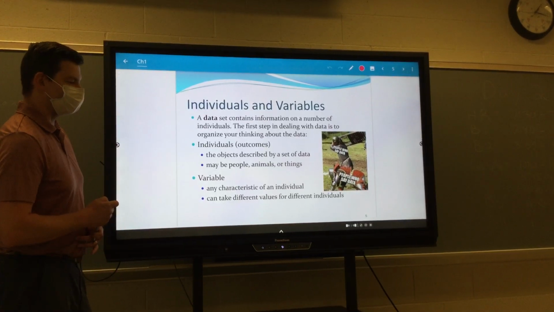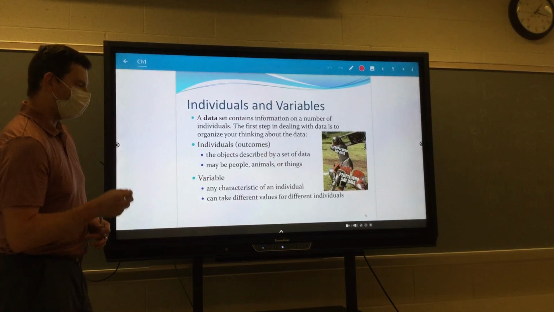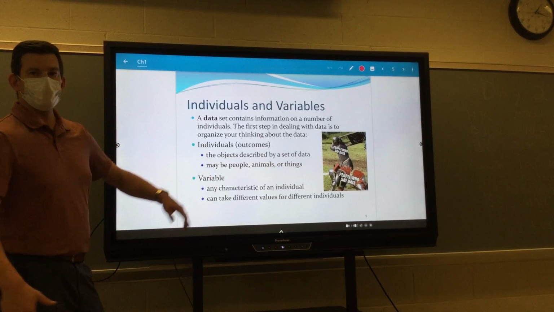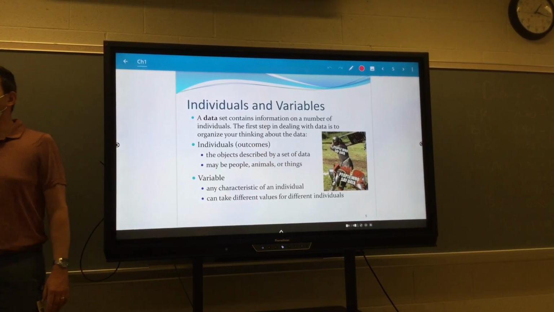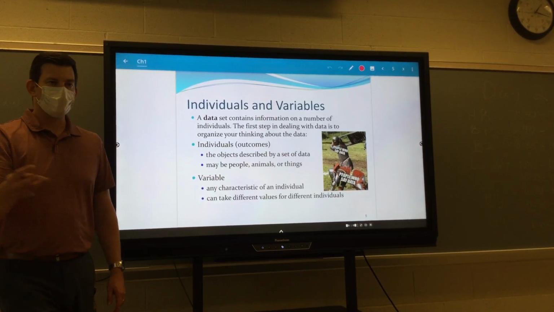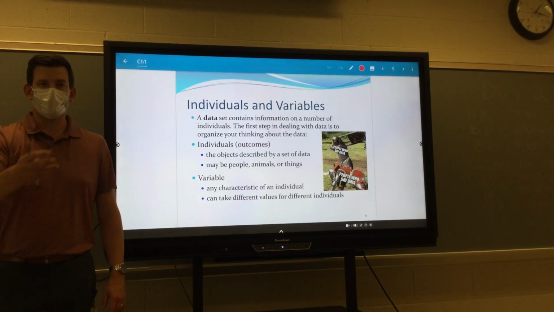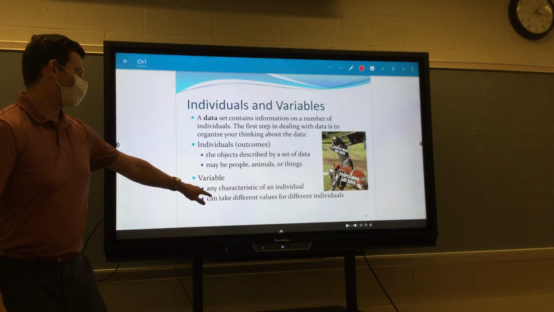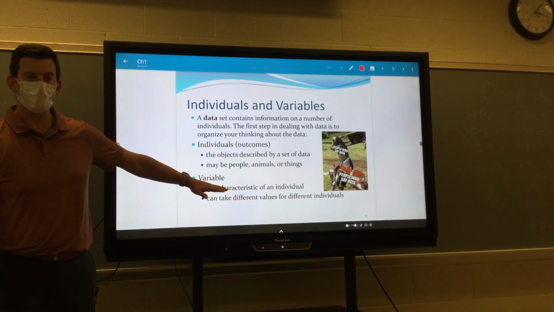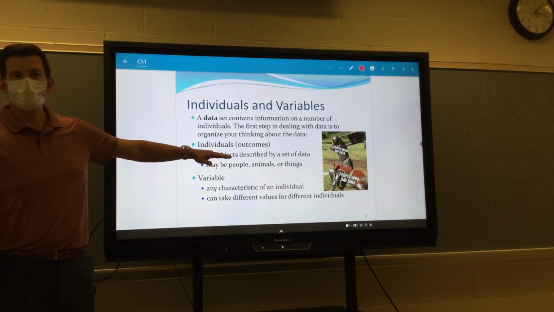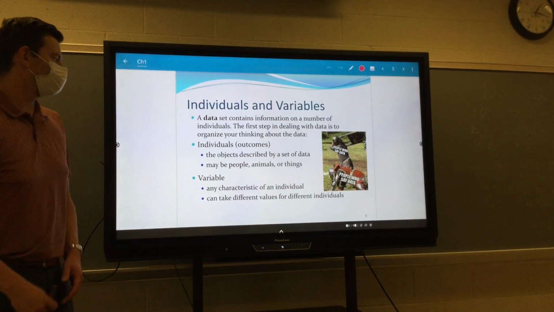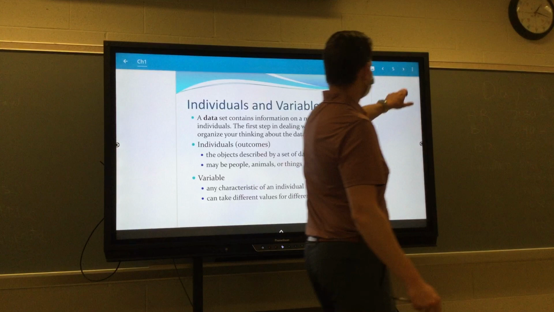The variable is the characteristic of that individual. So the individuals are people in this class, and we're looking at hair color: brown, blonde, black hair, etc. The hair color would be the variable. The individuals are the people. We can take different values for different individuals.